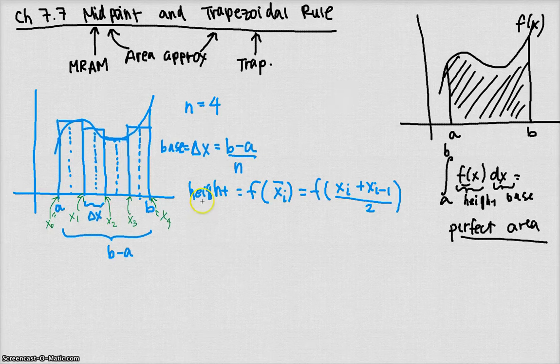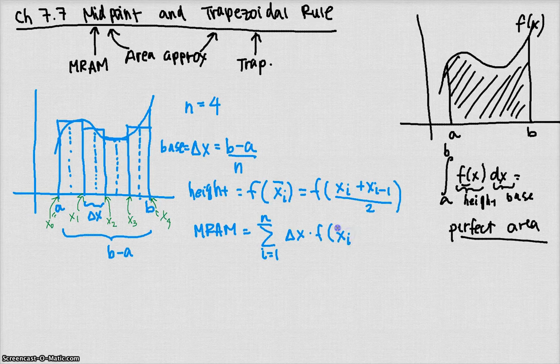Now therefore the midpoint rule will be just the summation of all of those rectangle areas, from i equals 1 to however many rectangles we want, of the base, which is delta x, times the height, which is the output of the midpoint of whichever rectangle we are talking about. So that is my midpoint rule.